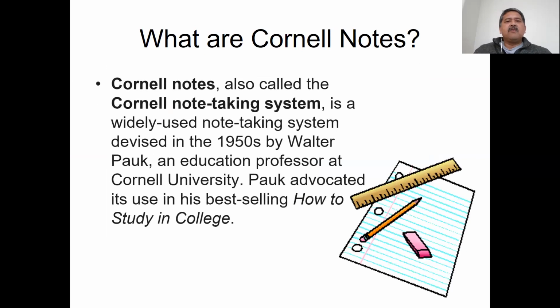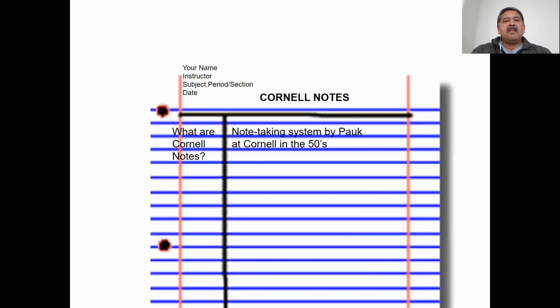What are Cornell notes? Well, Cornell notes, also called the Cornell note-taking system, is a widely used note-taking system devised in the 1950s by Walter Pauk, an education professor at Cornell University. Pauk advocated its use in his best-selling book, How to Study in College. Now, if you were actually taking notes on the PowerPoint today, I wouldn't want you to write all this information word per word. If you just wrote, note-taking system by Pauk at Cornell in the 50s, you essentially would have all the information that you need from this slide.